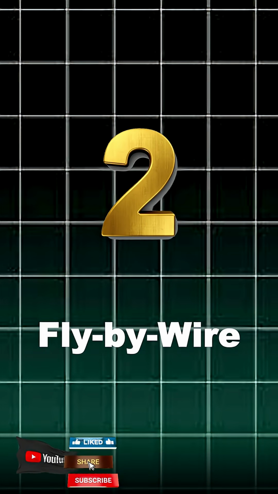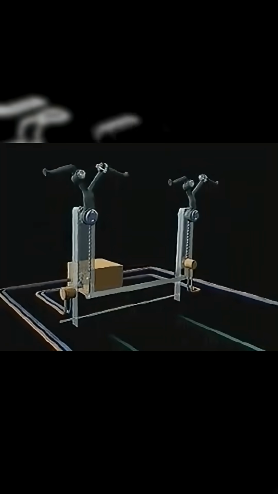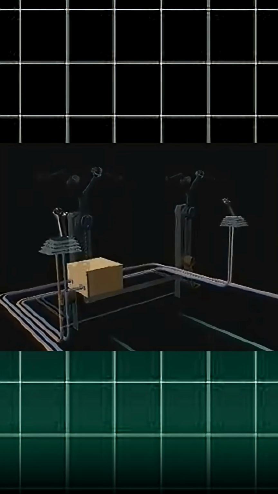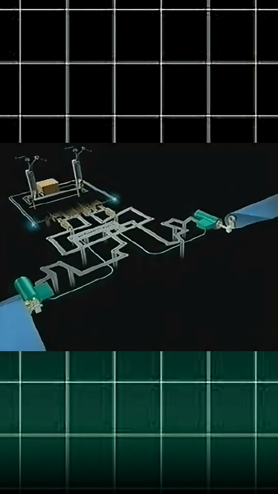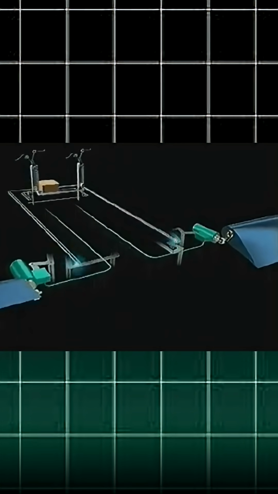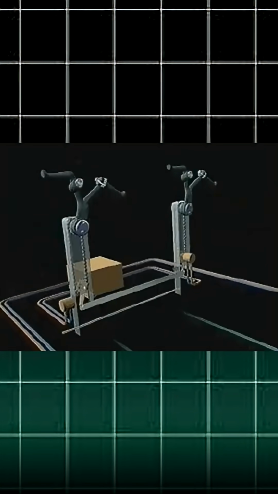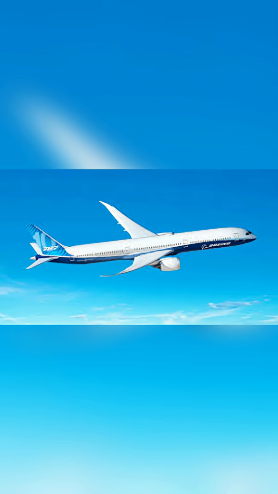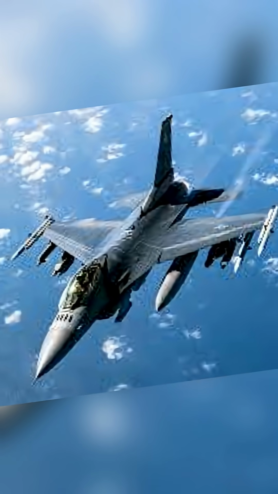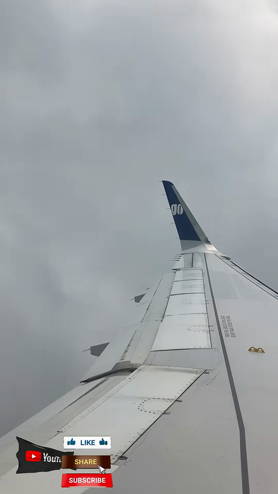Second, fly-by-wire, the digital leap. Welcome to the age of electronics. With fly-by-wire, the pilot's inputs are turned into electrical signals. Those signals travel to flight computers. The computers analyze, optimize, and then command actuators to move the surfaces. This system removes heavy mechanical linkages and allows for advanced automation and safety features. Think Airbus A320, Boeing 787, F-16, they're all flying by wire. And yes, it's why your plane stays smooth even during turbulence.